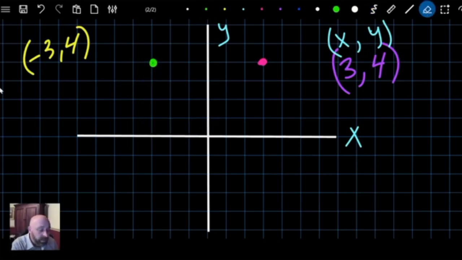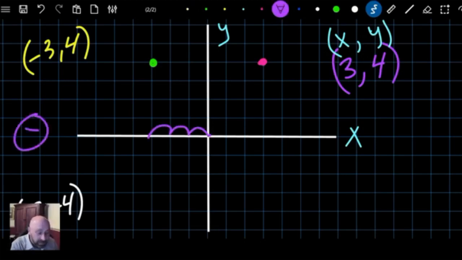All right, we'll do the same thing. We'll come down here and we'll do another one. Let's do negative 3, negative 4. Change the color again. We'll go purple on this one. Negative 3. 1, 2, 3 to the negative side. Don't forget that's negative.